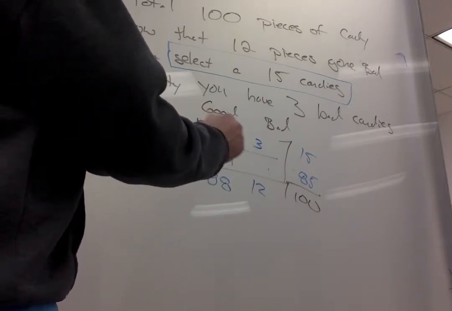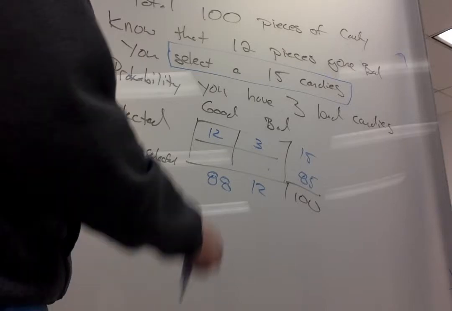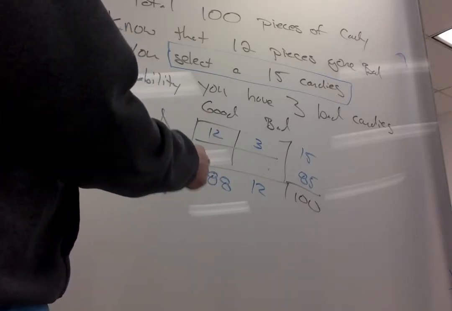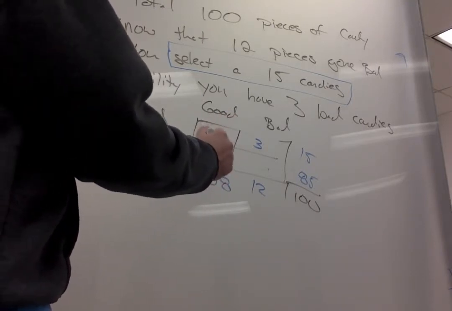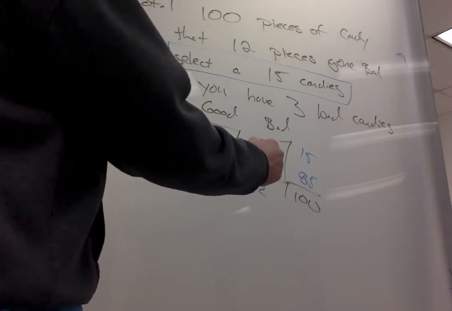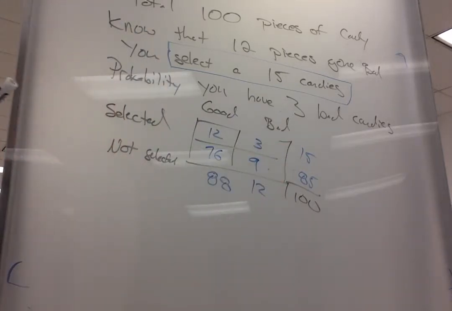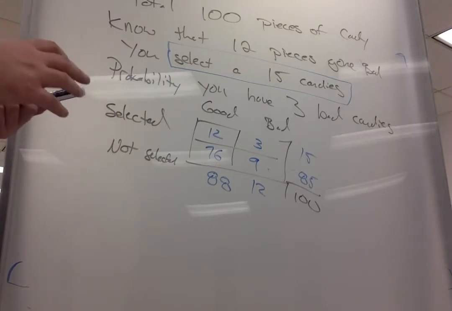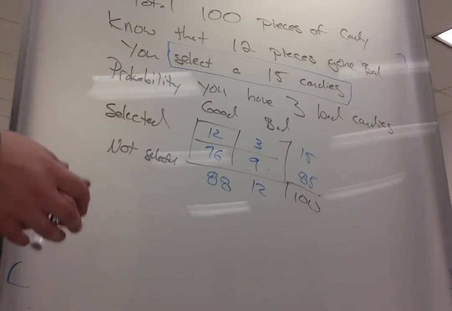That means there must be 12 good candies inside of our selection. We must select 12 good candies. That means how many good candies are there that were not selected? 76, right? And then going either way, this is going to be the number 9 bad candies that are unselected. So now that you have your table, we're going to fill out a formula that looks like 3 combinations, 2 multiplying on top and 1 on the bottom.